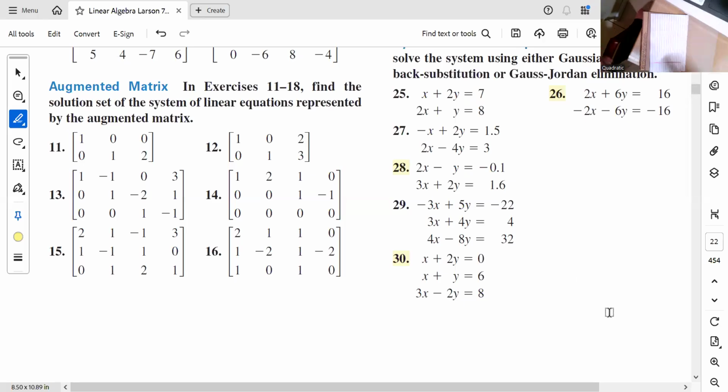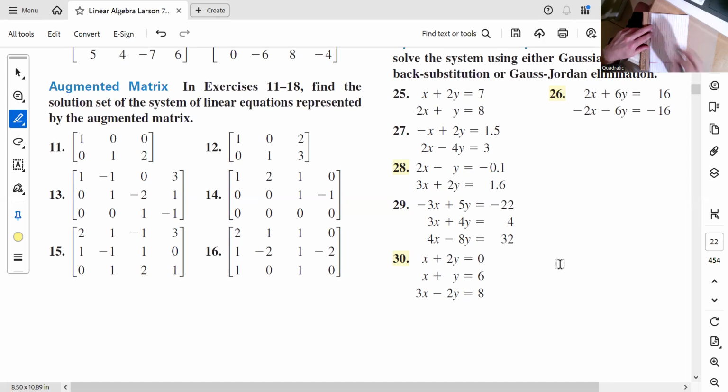Hi, everybody. We're in section 1.2, and again, I'm going to do the yellow problems, the 26, 28, and 30. Not because they're yellow, but because they're even numbers. So let me just copy this down too. I'm going to turn this into a matrix.